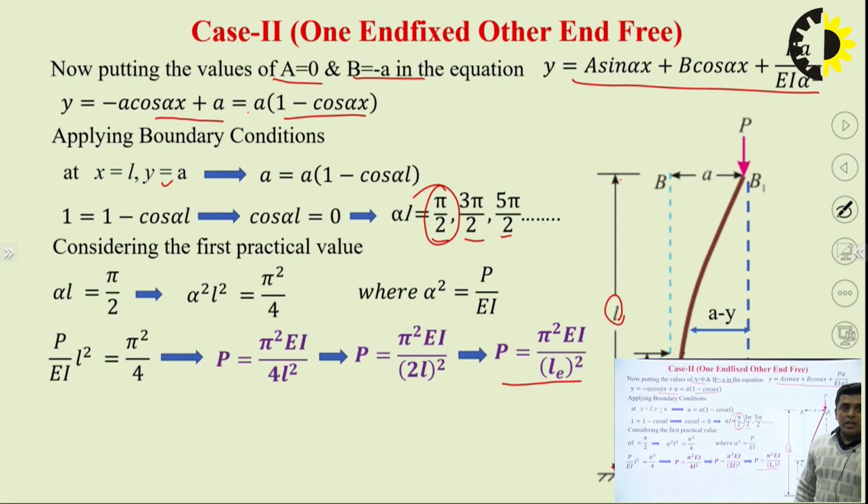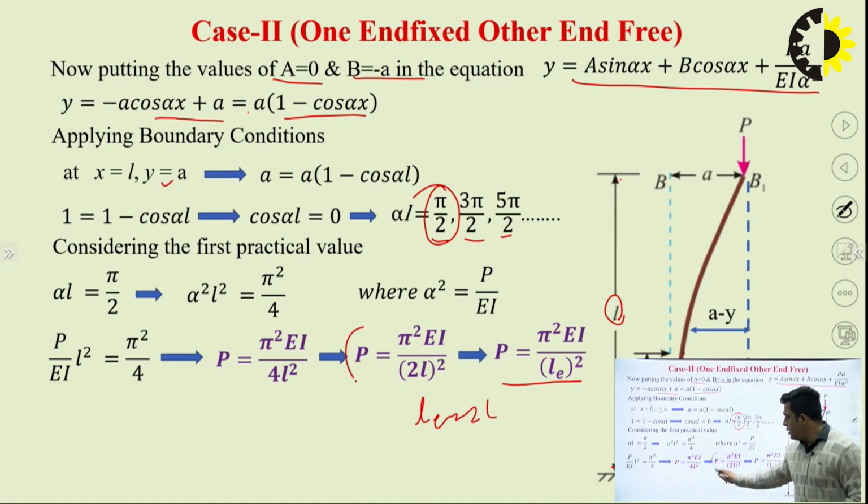Now, in the previous case, you were getting pi square EI by L square. Now, you are getting pi square EI by 2L whole square, and 2L is replaced by Le. So in this case, Le is equal to 2L, which means the equivalent length is equal to twice the original length. In the previous case, the equivalent length was equal to the original length. So, this is the derivation you are getting.